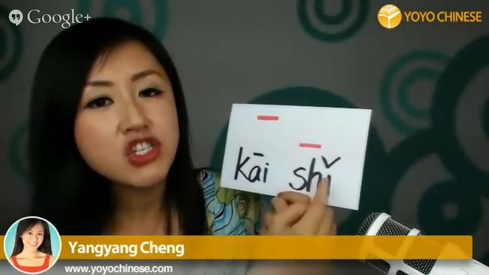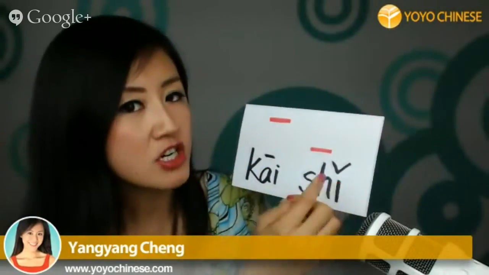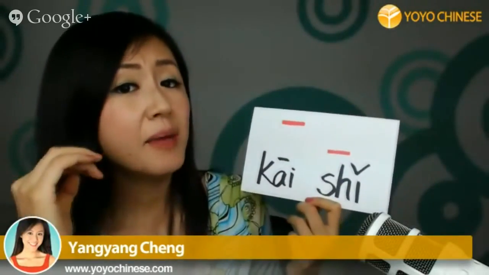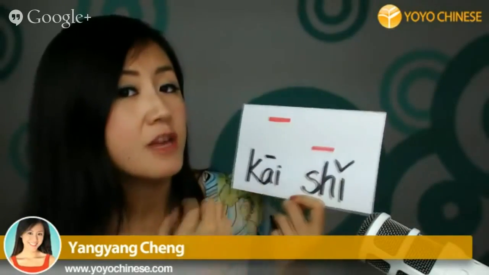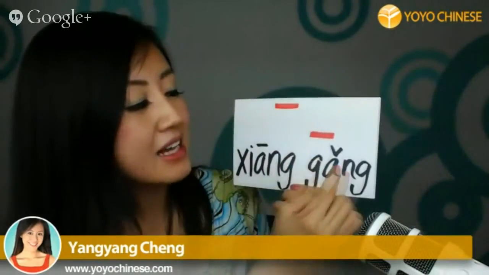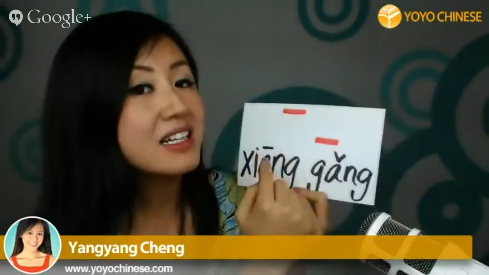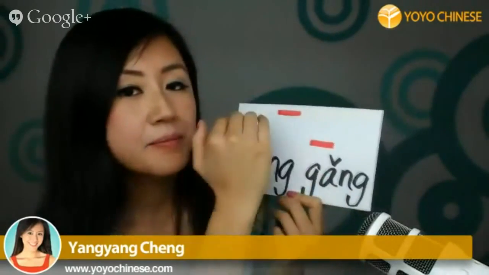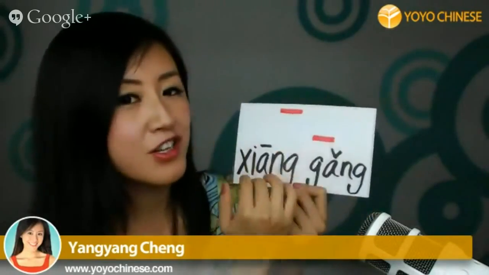Okay, to start is 开始, maybe, the lowest part of the voice, right? 开始. Okay. And Hong Kong is 香港. First tone, third tone, first tone, third tone. Okay.